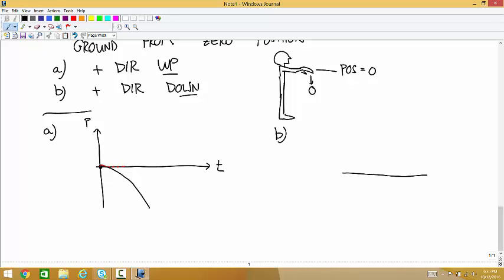For the second one, it's still going to start at 0. It's still going to start with zero velocity. But this time, the positive direction is down. That means the acceleration is positive, and so it's going to look like that. Any questions about that one? Any other questions on the test?